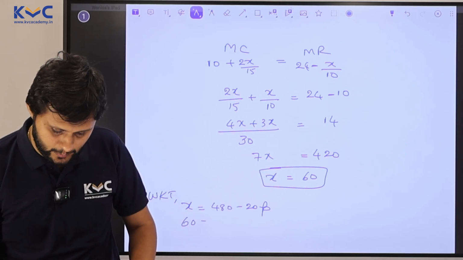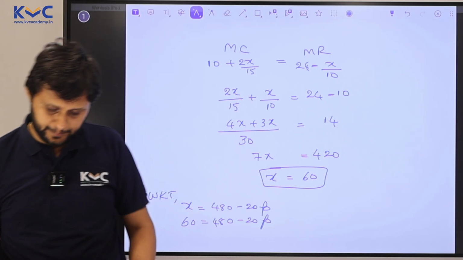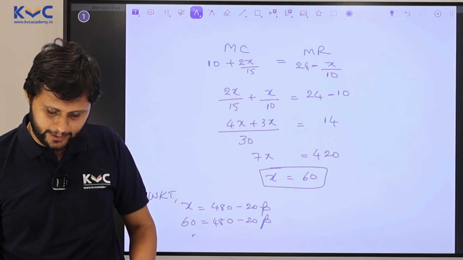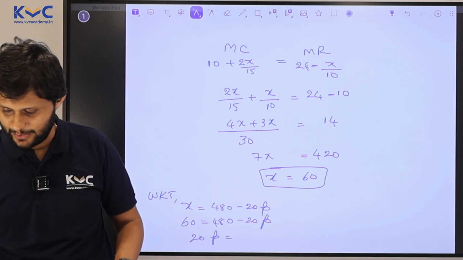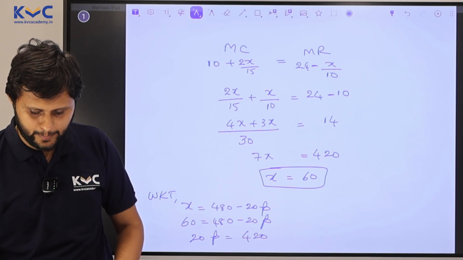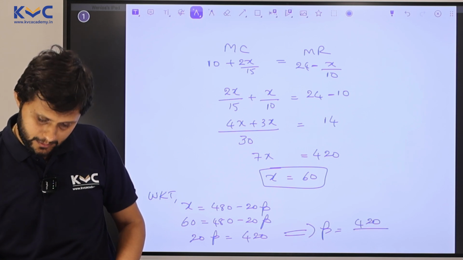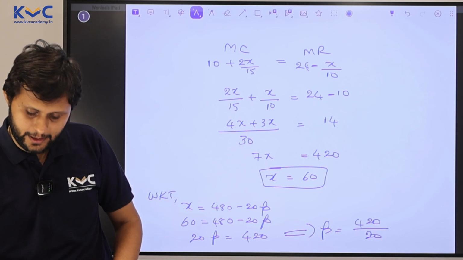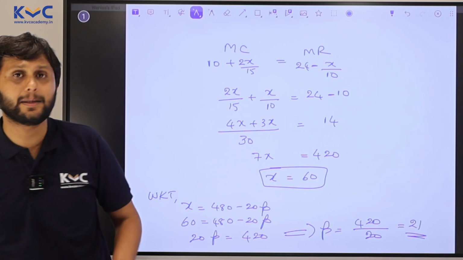So we have 60 is equal to 480 minus 20p. Now we'll simplify. We'll take 20p to the other side. 20p is equal to 480 minus 60. 480 minus 60 is 420. Implies p is equal to 420 by 20, which is equal to 21. Price is 21.